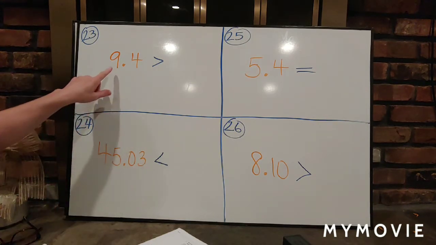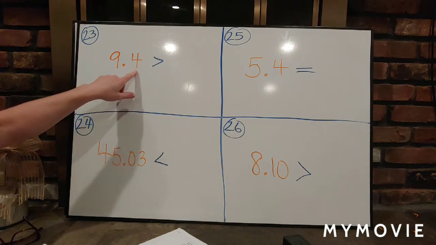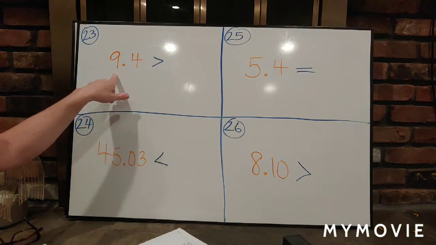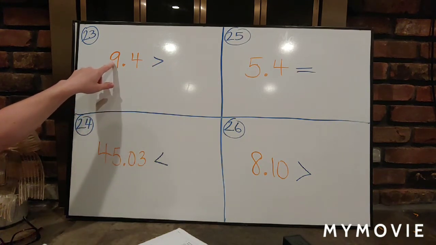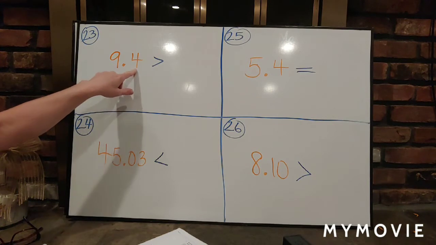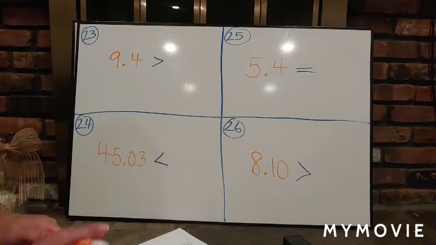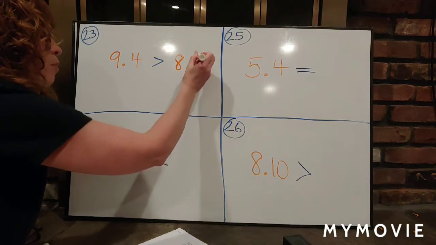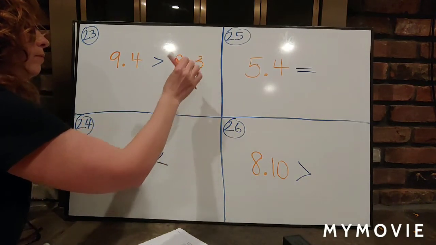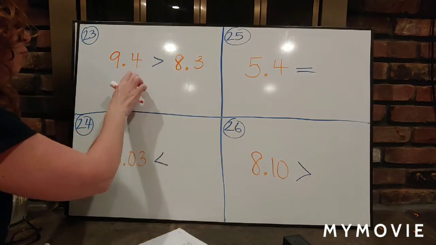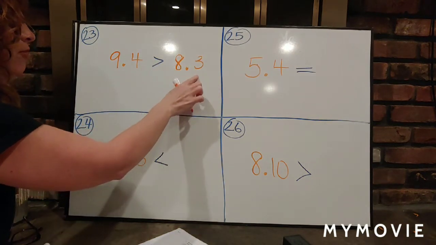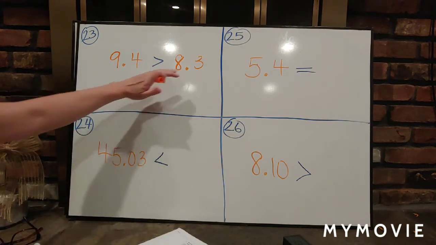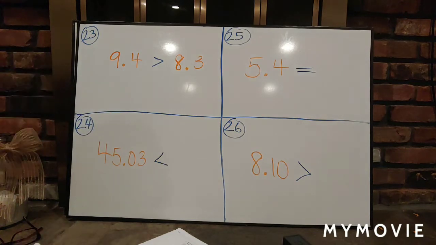It makes it true. So 9 and 4/10 is greater than, so we need any number less than this. So we can leave the 9 and we can make this smaller, or we can make any of these numbers smaller. So I'm going to change it to 8.3. So 9 and 4/10 is greater than 8 and 3/10. That makes it true. As long as your answer here is less than this number, you are correct.